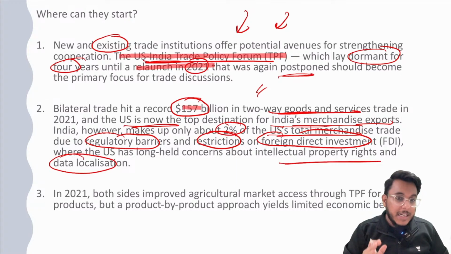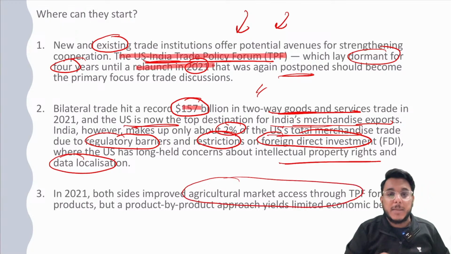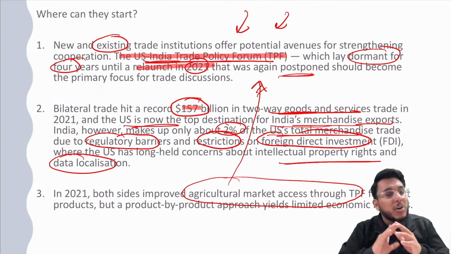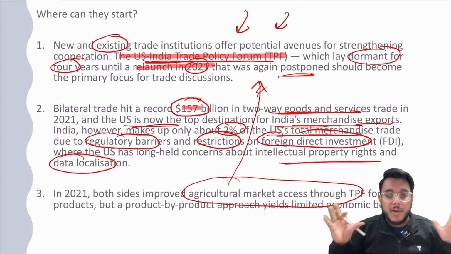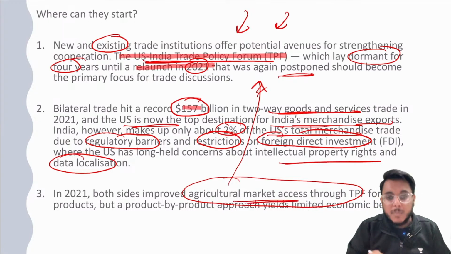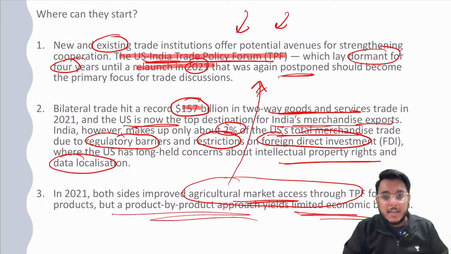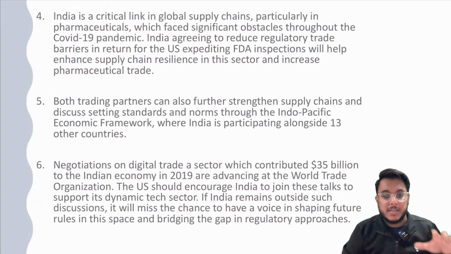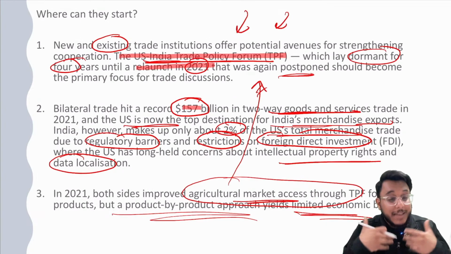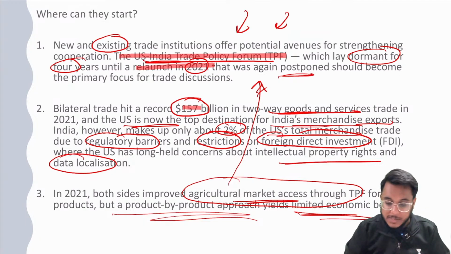Now it has been provided that both sides tried to improve agricultural market access through the TPF. The TPF that we have discussed here is not discussing the entire arena of trade, but going goods by goods. So they have tried to focus on agricultural market access, but it is being provided that a product-by-product approach will provide limited economic benefits. This process will take a lot of time to cover the entire gamut of economic relations of India and US.